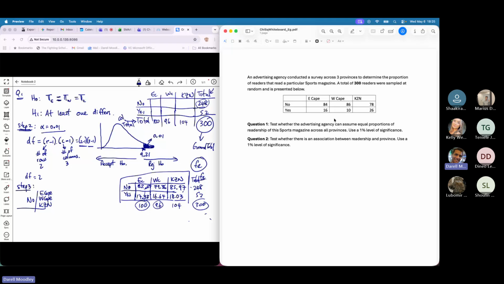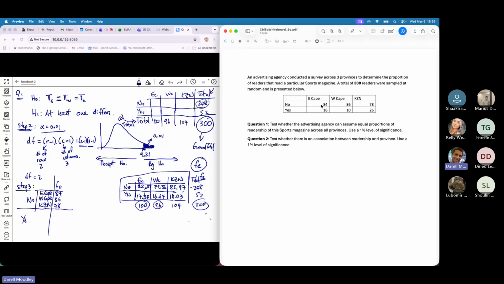Right, and the corresponding values from the table that's given to us. If you look at the table, it says for Eastern Cape there's 84 that I know. Okay, so it's 84. For Western Cape, it's 86. And for KZN, it's 78. Now I'm going to do the same thing for all the yes values.